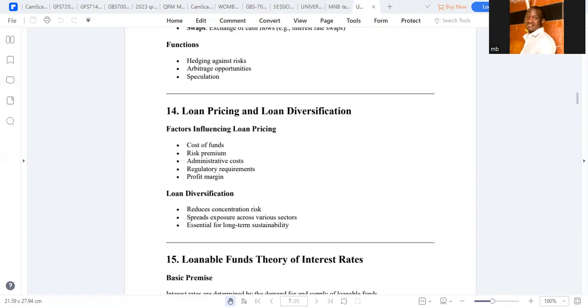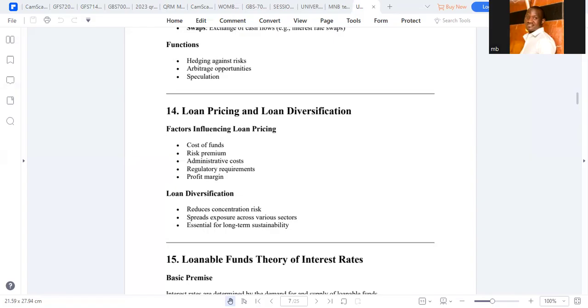Okay. So loan diversification. What is loan diversification? It refers to the practice of spreading lending activities across sectors of industries, the types of borrowers, the types of loans in order to reduce risk and improve what? Financial stability. So it's a strategy that banks employ when they want to manage their credit portfolios. So there are key benefits of diversifying a loan.